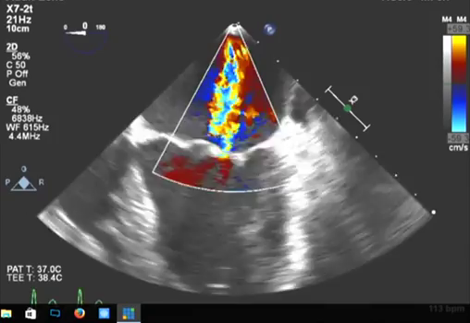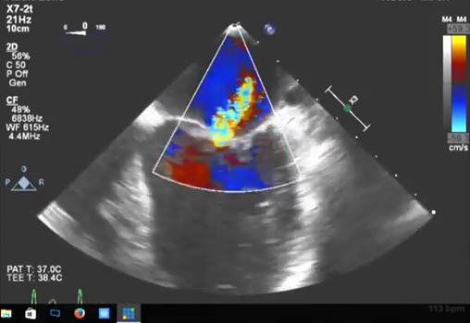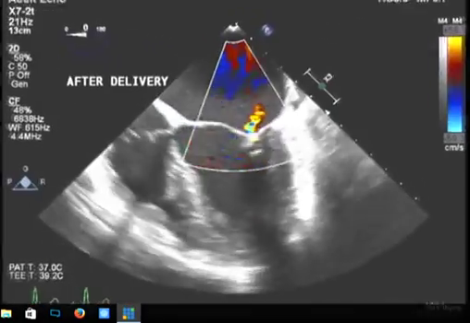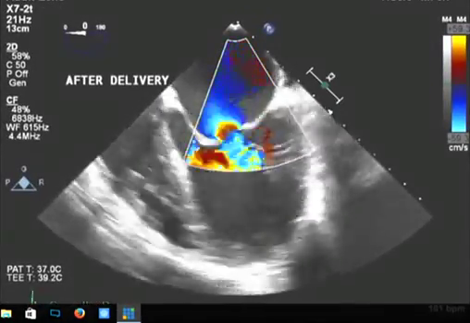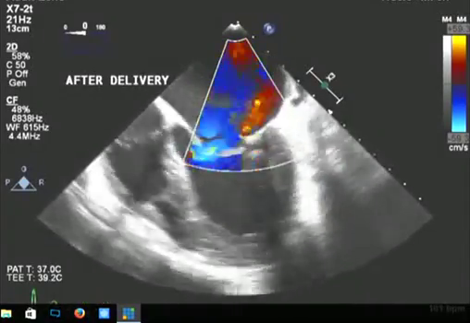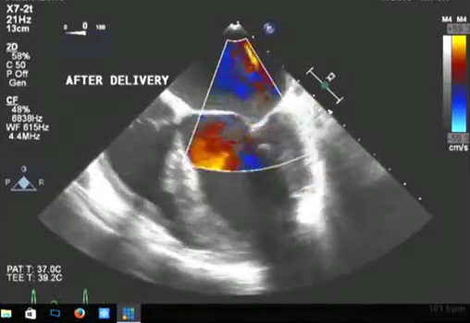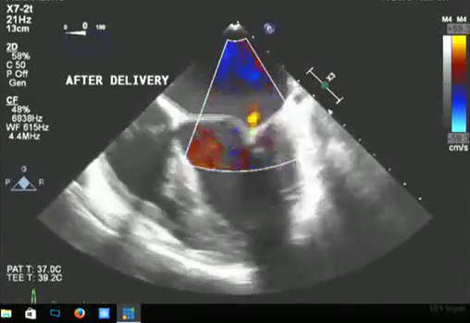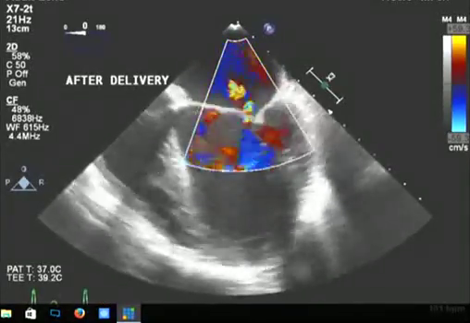Can I have video 4? And this is after delivery, and you can see, in fact, there's less mitral regurgitation, and it may be harder for you to see, but the turbulence for the mitral stenosis is actually less as well. Thank you.